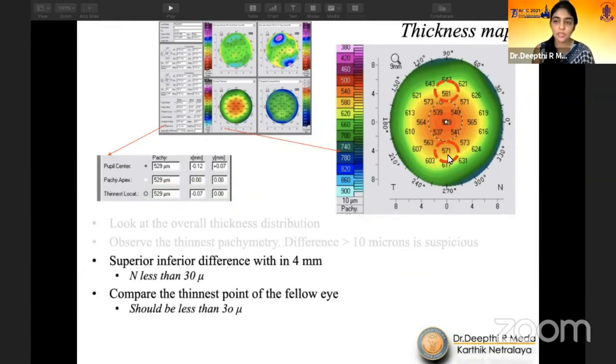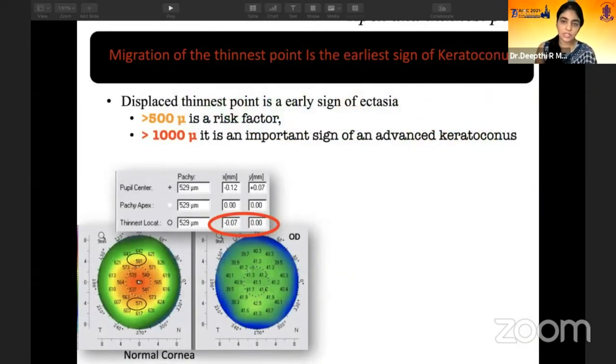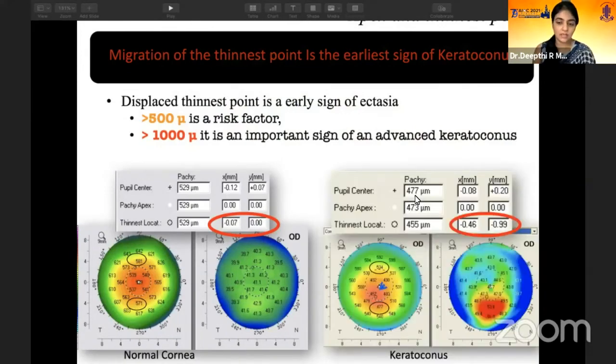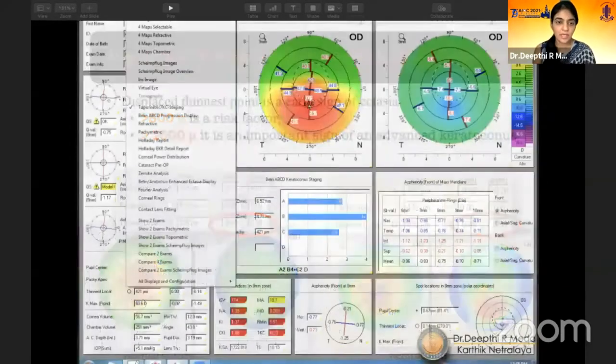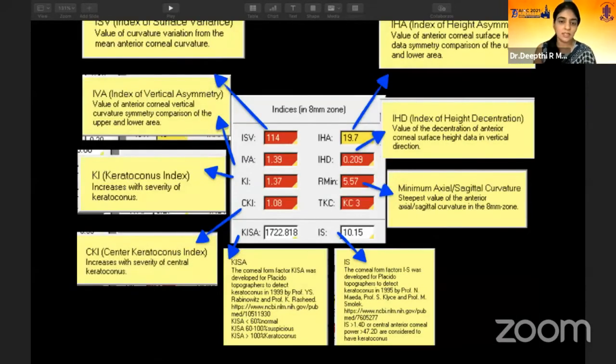And also look at the superior inferior asymmetry of your pachymetry along with your topography. So at the 4 mm, if there's a difference of 30 microns with upper and lower, again, that is something you should look at. Now, migration of a thinnest point has been well described, and basically the farther the thinnest point is from the center, the more chances that it could be a keratoconus. So the cut lines here are 500 would be borderline, and anything more than 1 mm, I would say certainly is an abnormal cornea.